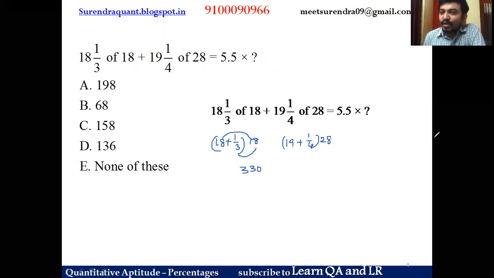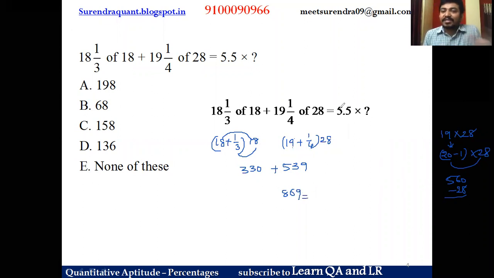Now 19 into 28, you need to do it first of all. Friends, 19 into 28, I am not good. I am good with 20 into 28. So 19 can be written as 20 minus 1 into 28. So 20 into 28 is 560 minus 28, because 1 into 28, is it 532? So 532 is 19 into 28. 1/4 of 28 is 7. So 532 plus 7, 539. What is the sum of these two? Is it 869? This is. So the left side expression is 869.